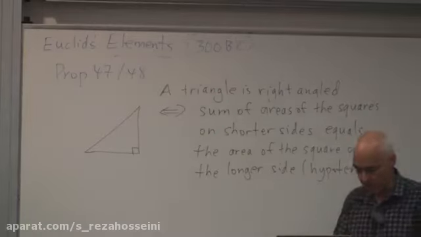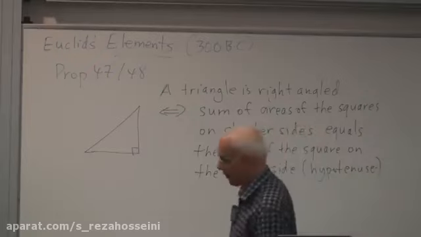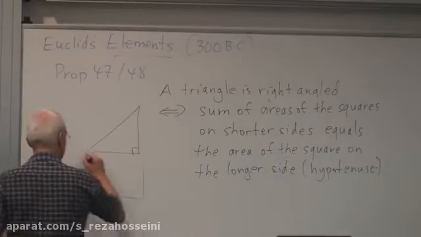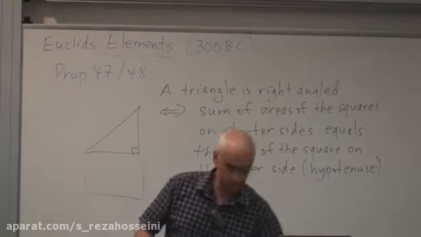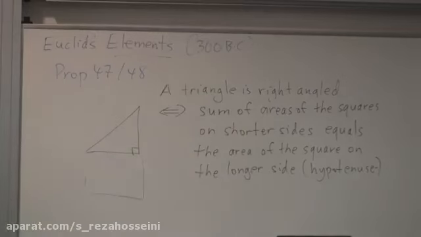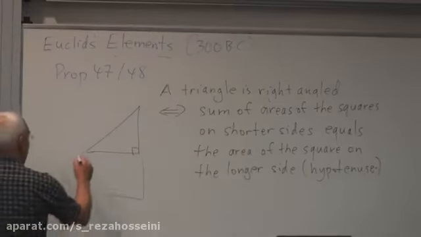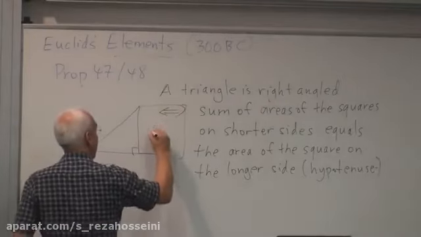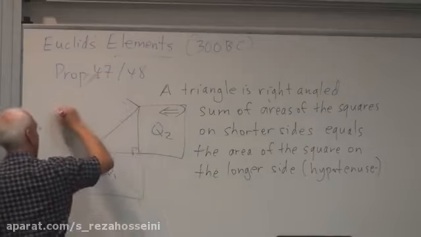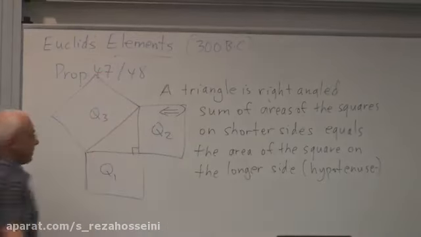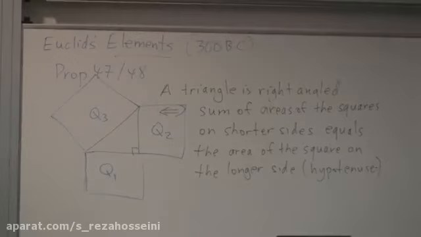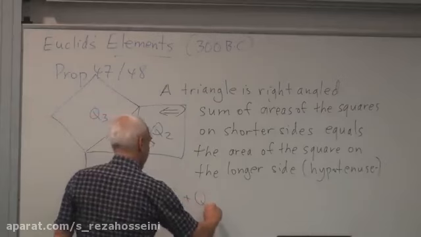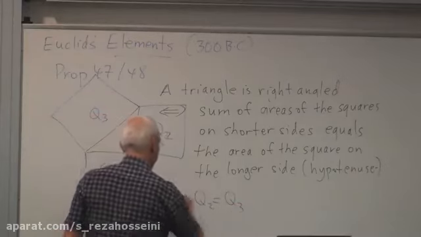Okay, so it was a theorem actually about areas and not about lengths. So the picture is this area, let's call it Q1. This area Q2. This area Q3. Then we have a right angle precisely when Q1 plus Q2 equals Q3.